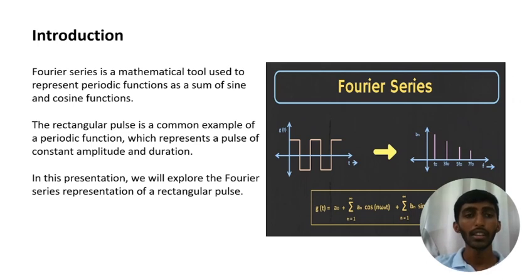Introduction. Fourier series is a mathematical tool used to represent periodic function as sum of sine and cosine functions. The rectangular pulse is a common example of periodic function which represents a pulse of constant amplitude and duration. In this presentation, we will explore the Fourier series representation of rectangular pulse.